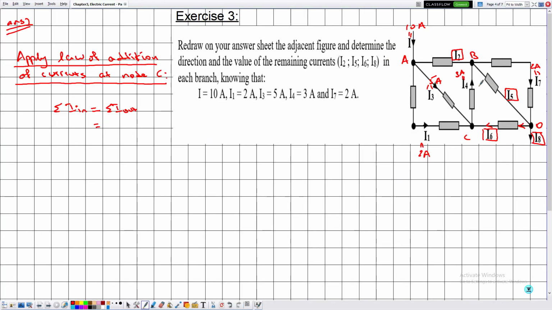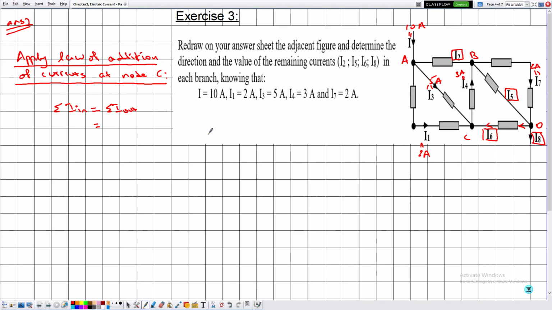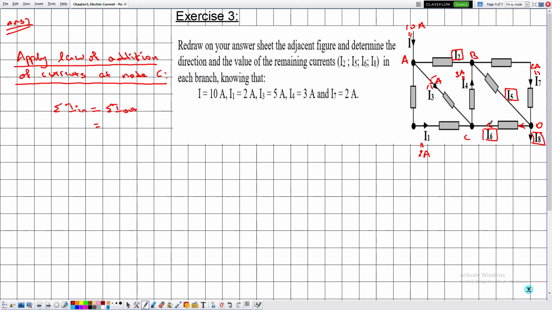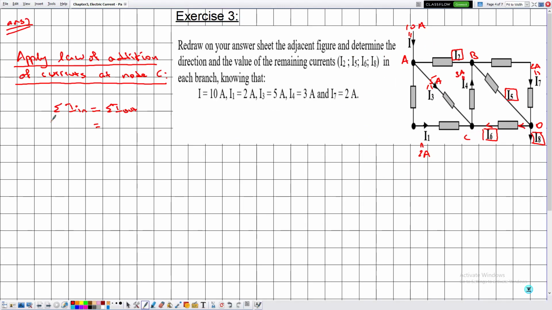So now we are ready. I repeat that the direction of I6 is not important. We can choose it as we like. And now if the value of I6 is positive, it means that my choice was correct. Otherwise, my choice was wrong, and we need to flip the direction. So what are the currents that are entering the node C? We have I1, I3, and I6. So I1 plus I3 plus I6, and what are the currents that are leaving the node? Simply they are given by I4, and the only unknown in this equation is I6.